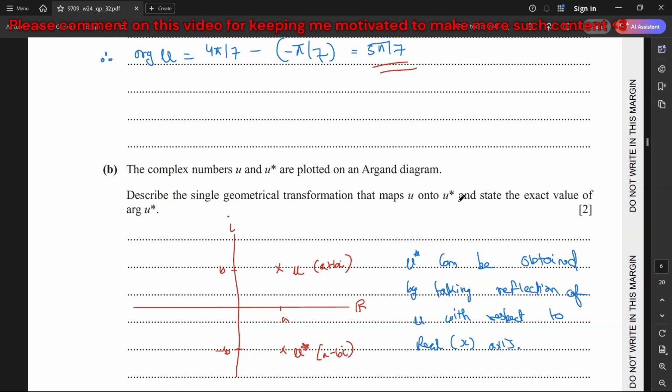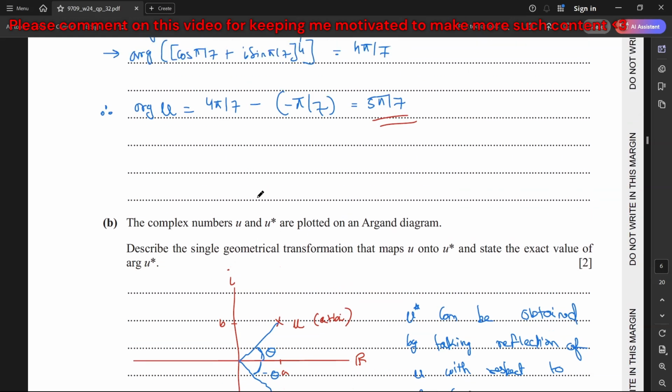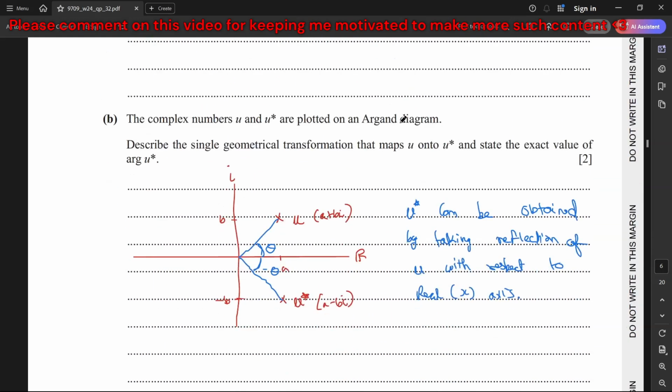And then you're also asked to state the exact value of the argument of u star. So let's say for u, if this is the argument, let's say theta. Obviously it is moving the same angle over here, but now in the negative direction. So this will be negative theta. Because we have got the argument of u as 5 pi by 7, the argument of its complex conjugate will be the negative of that. So I can also state that the argument of my u star will be negative 5 pi by 7.